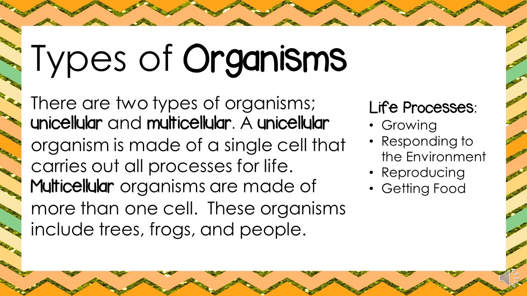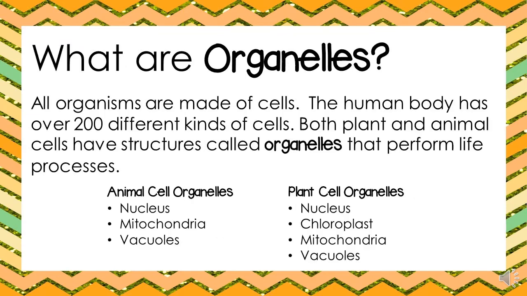We have two types of organisms, unicellular and multicellular. A unicellular organism is made of a single cell that carries out all processes of life. A multicellular organism, much like ourselves, is made up of more than one cell. The cell is made up of organelles, which are just structures within the cell that help to perform all those day-to-day functions.